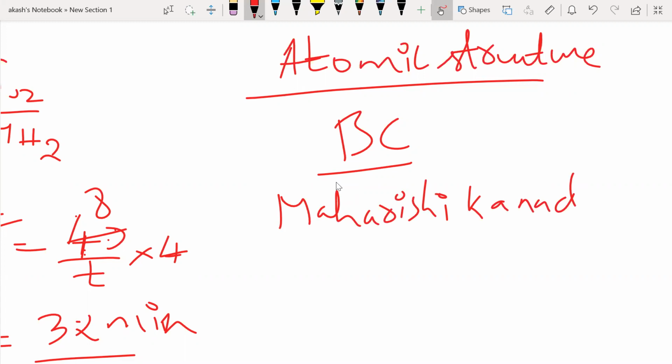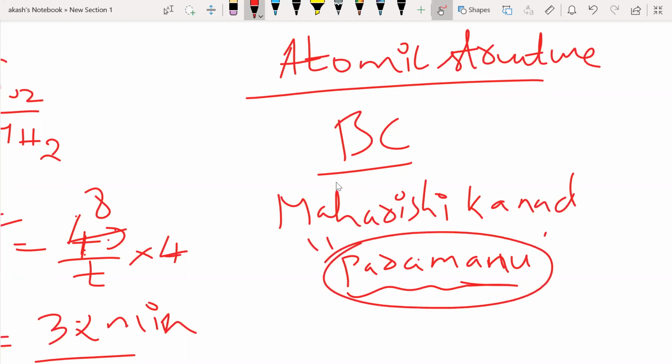So he coined this term Paramanu. I think most of you are Tamil, and I know Anu in Tamil means atoms. So what is this Paramanu? Paramanu means the entire world is made up of small particles called atoms. That's the term he coined.